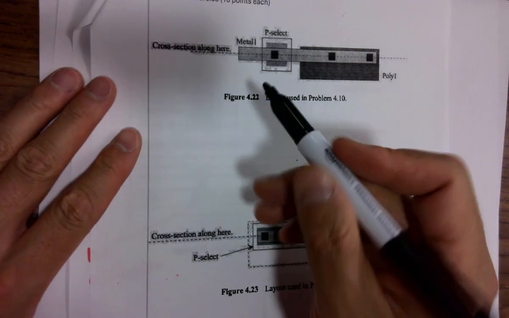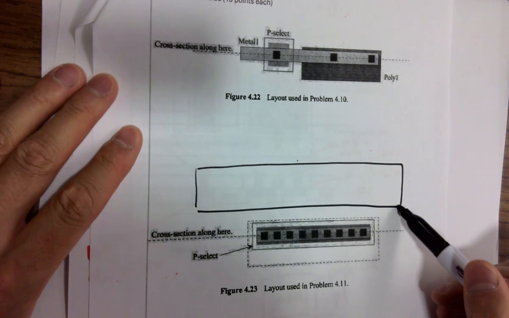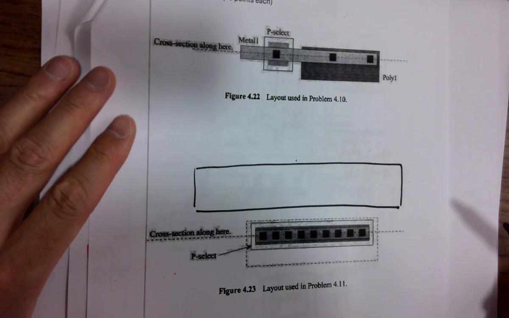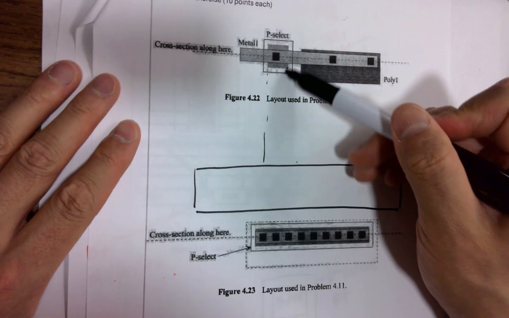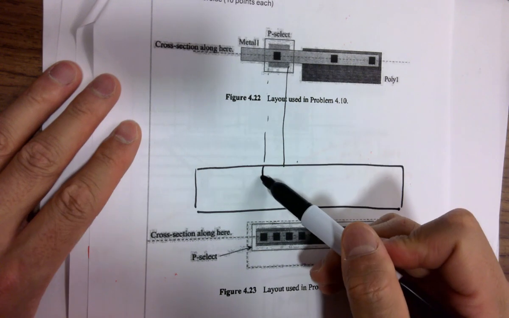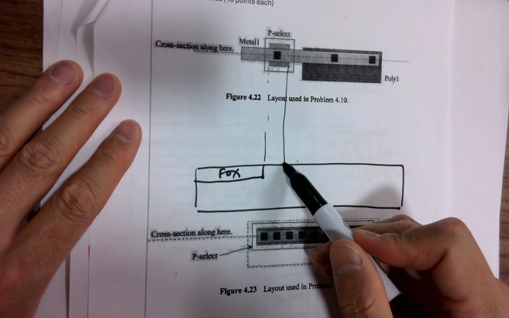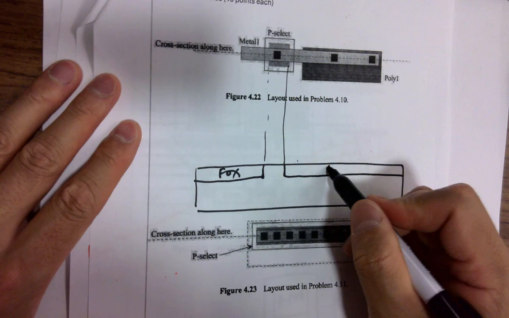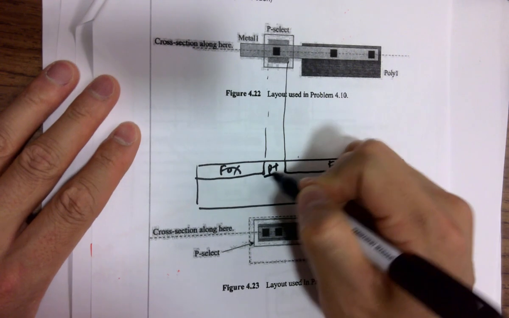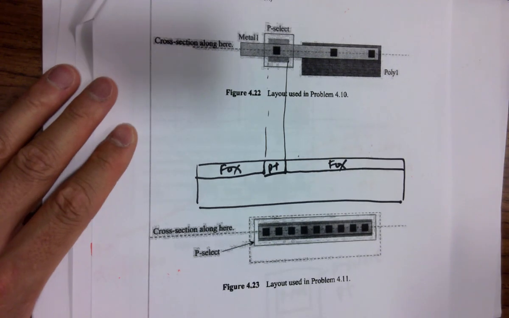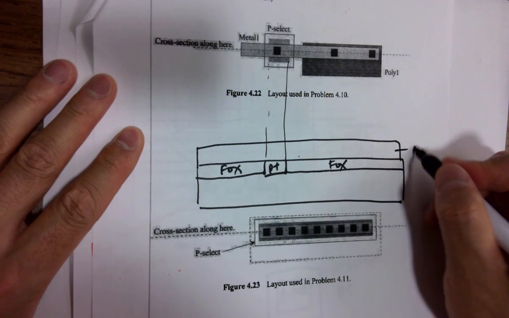Alright, if we follow the same convention, draw a substrate first, it's a P sub. And it seems like this is only the P active component, so this is the only part that has an opening. So all the rest should be covered by Fox. However, this area will be P plus. And going up one layer will be the poly layer.